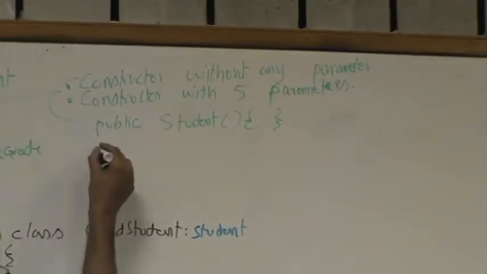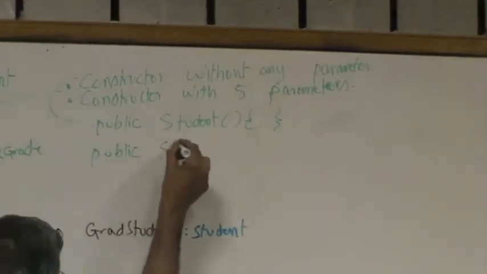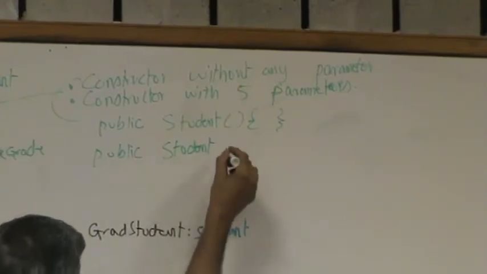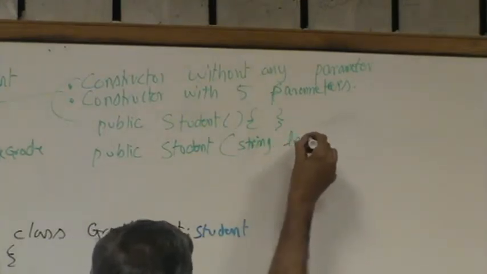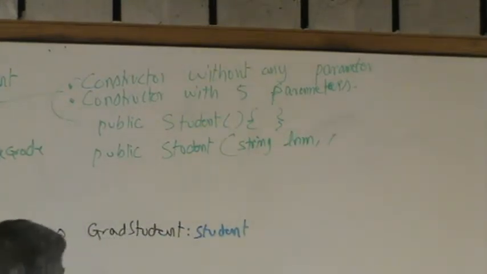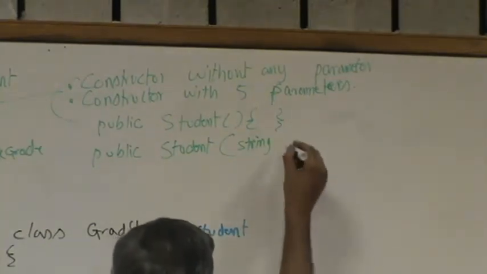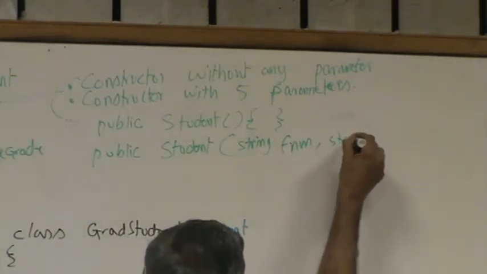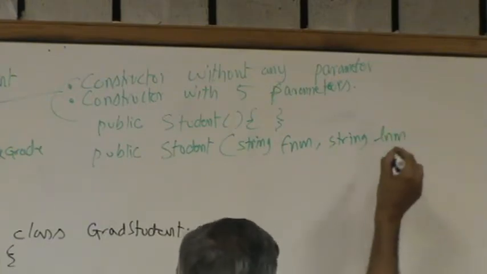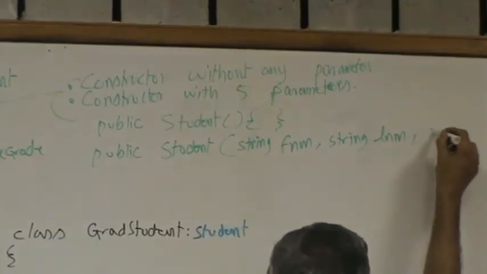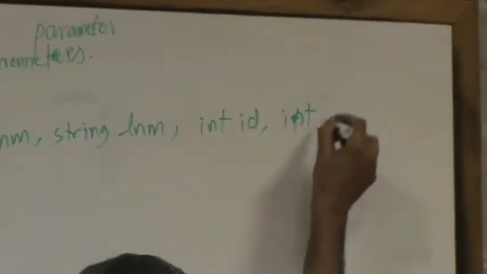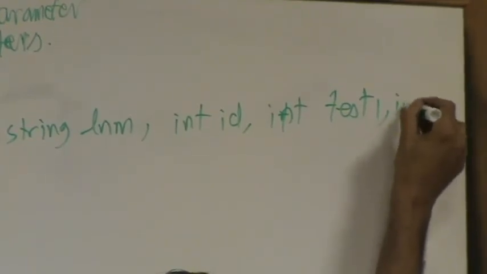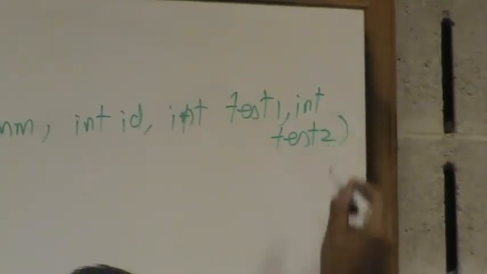How will the second constructor look like? Public, same name as the class name. Now 5 parameters. For example, string LNM. Sorry, let's start with the first name, FNM, LNM, and int ID, int test1, int test2, right? And then what kind of code will we write?